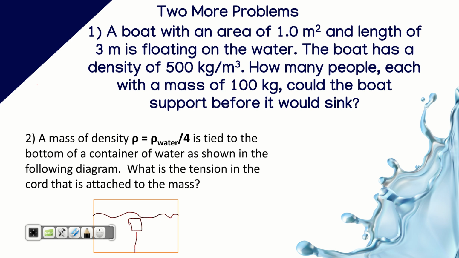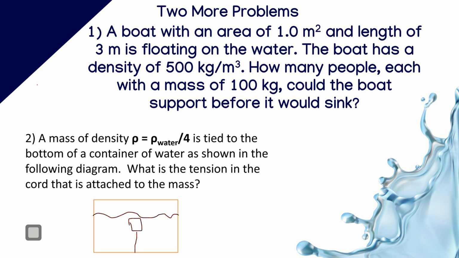Two more problems, okay? I'm going to work these two out, so I'll have to go back to a separate page. So, a boat with an area of 1 meter squared and a length of 3 meters is floating on the water. The boat has a density of 500 kilograms per meter cubed. How many people, each with a mass of 100 kilograms, could the boat support before it would sink? Okay?